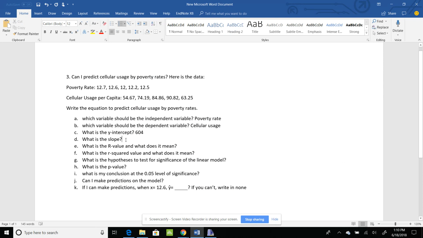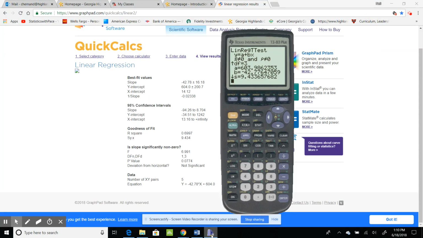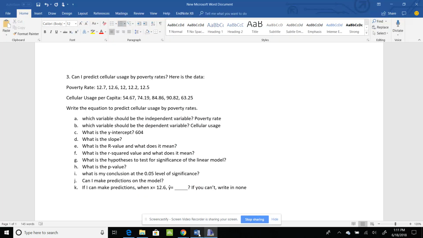Okay, and what is the slope? So if I go back to both of them, my slope is negative 42.776, or I can round that up. And the great thing here is you see it again, negative 42.78. So I'm going to put this here. So I have a negative slope, which means the line is going down.